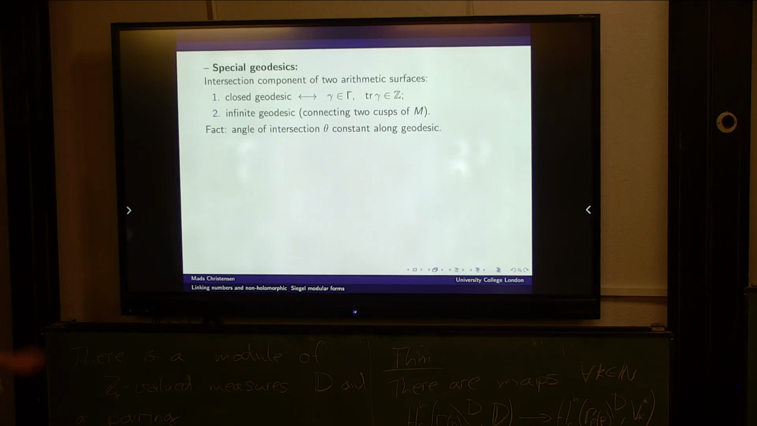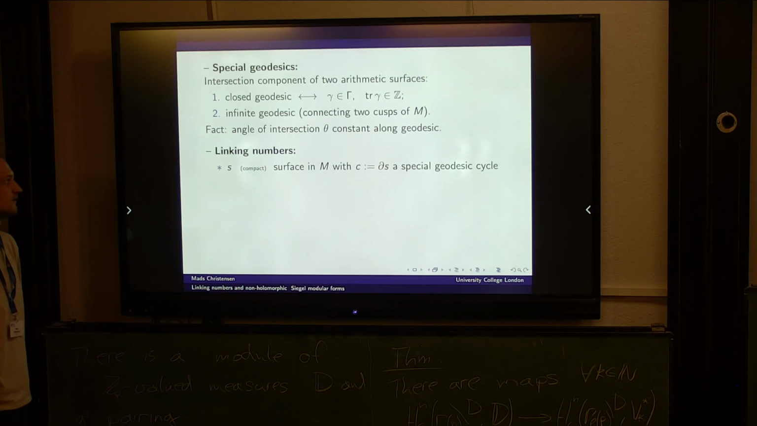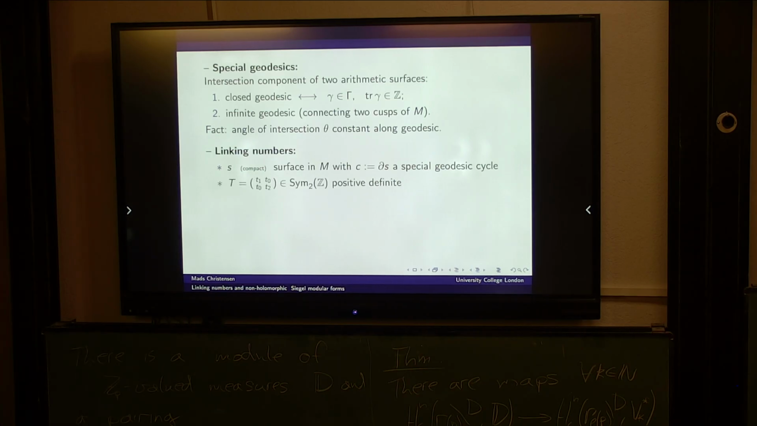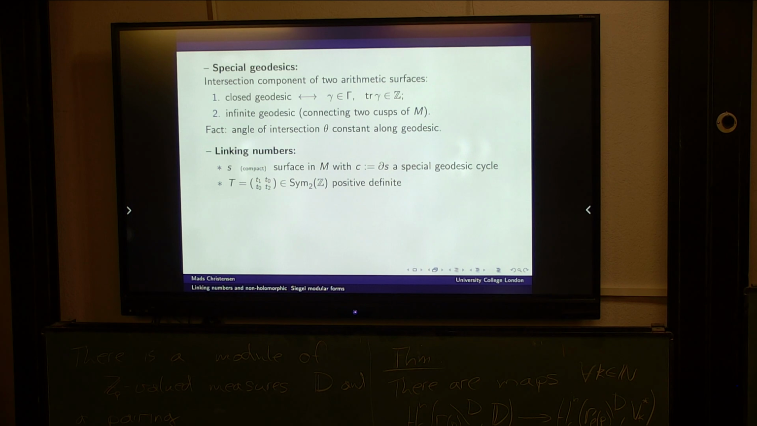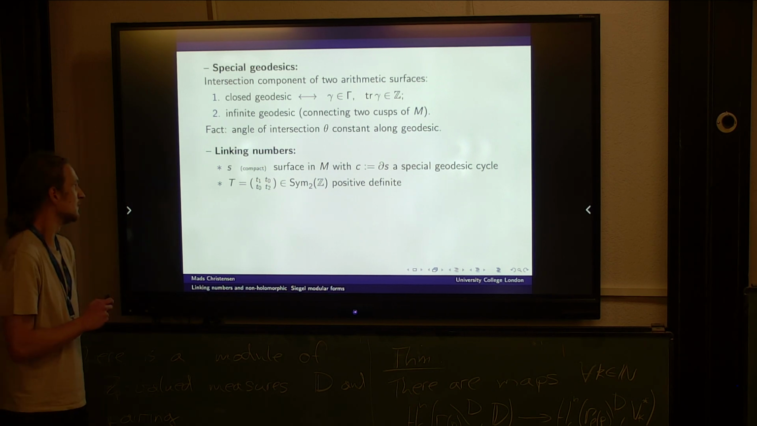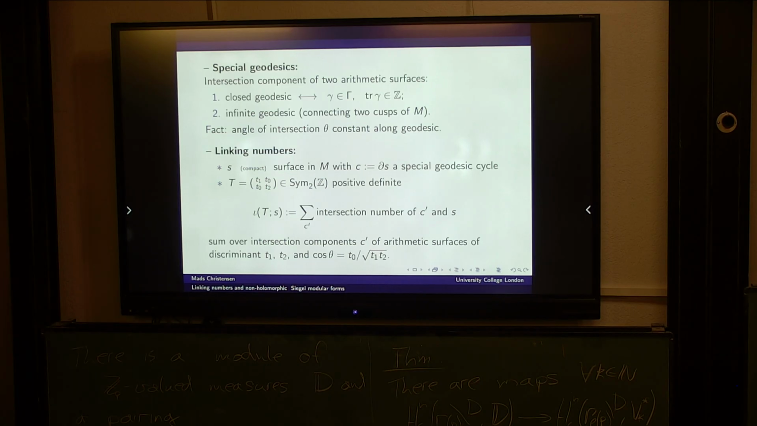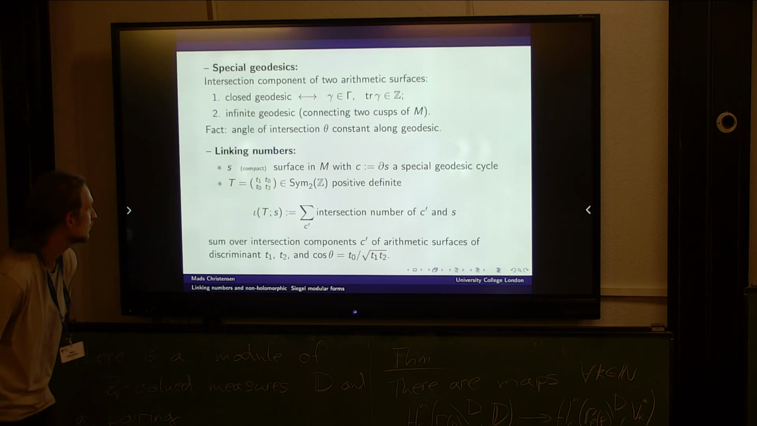So now we're going to use this to define some numbers. Now we get to the linking numbers from the title. Okay, so I'm going to fix S as a surface in M, with the boundary being a special geodesic cycle, meaning that it's a union of closed geodesics as before. And then I take T to be a positive definite symmetric matrix. So we've seen this many times in this conference that now we're going to get to these Siegel modular forms of genus 2, so now we consider some matrices. Okay, so then I define the linking numbers, and I'll try to explain in a bit if there's time why this is called a linking number.